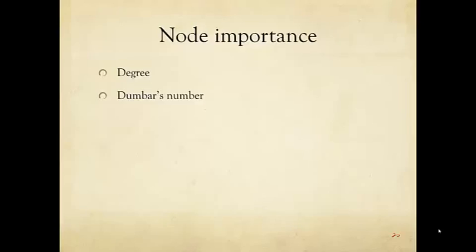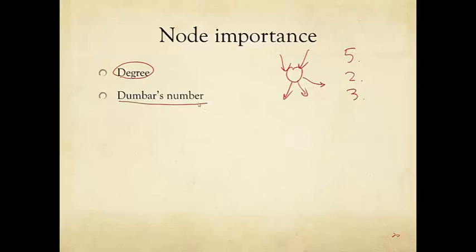So how do we quantify the importance of nodes? One obvious choice is to use degree. For example, for this node with 2 edges coming in, 3 edges going out, we say the total degree is 5, in degree is 2, out degree 3.